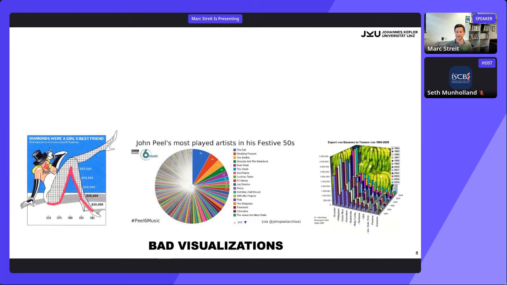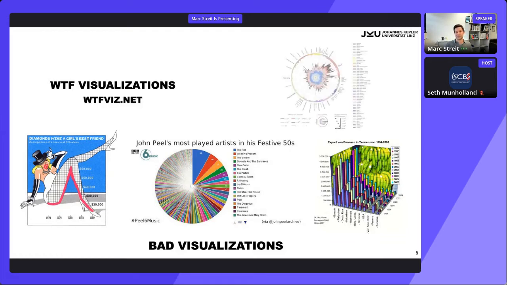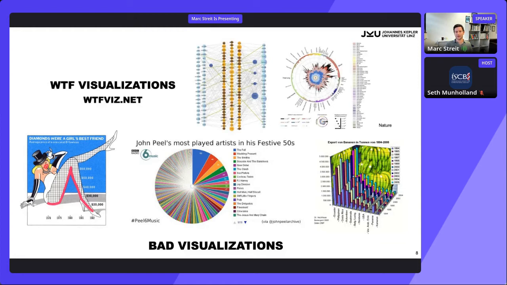And for instance, this one that became famous as the banana chart. And there's also a nice platform. It's called WTFvisualizations.net. And it's a really great resource where people are collecting those examples. But also on a more serious note, if you look at scientific papers, there you will find cluttered visualizations, and you will find many visualizations that don't follow the standards and rules the visualization community has come up with.